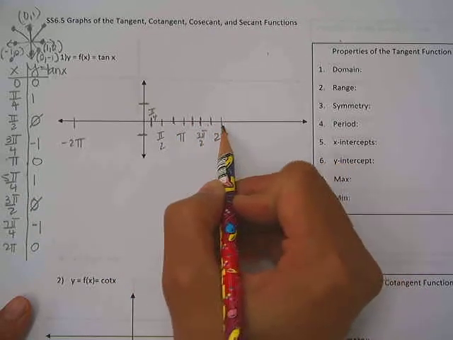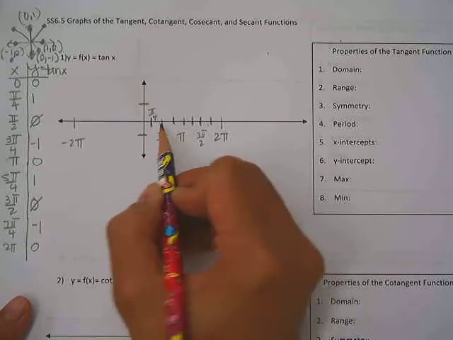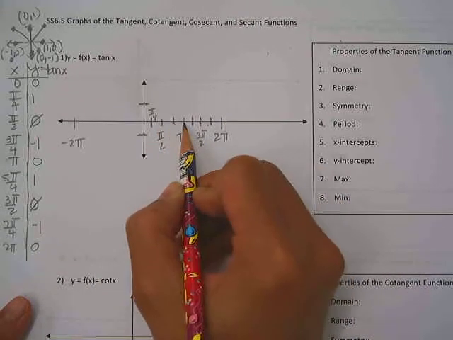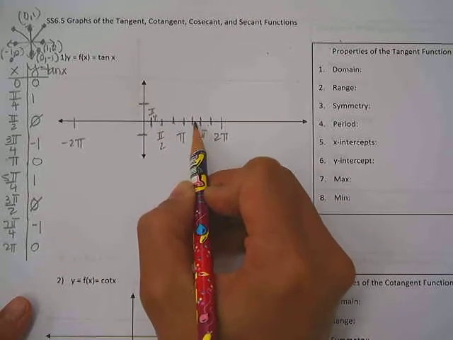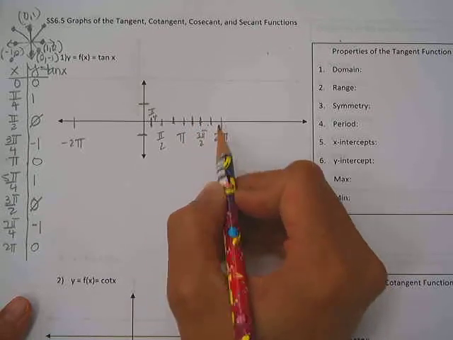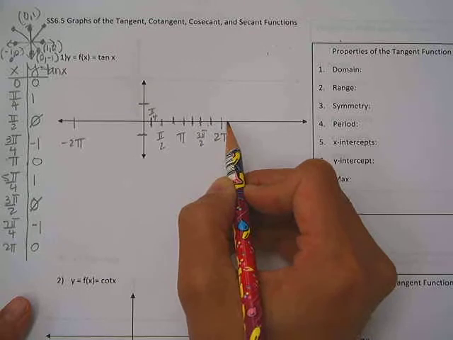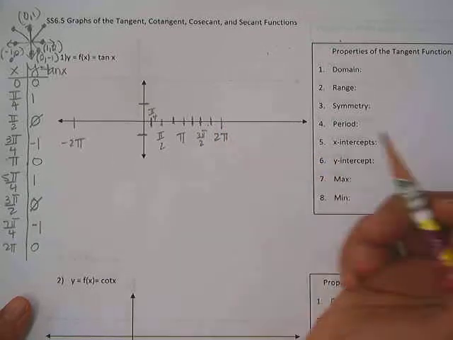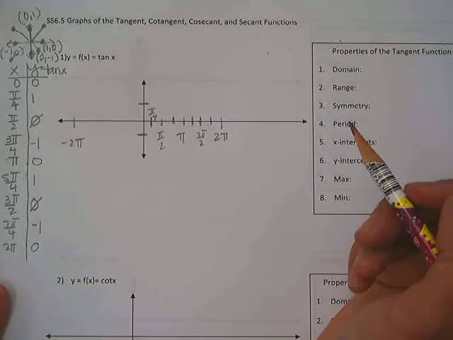And why do I have an extra one? Let's count that again. Pi over 4, 2 pi over 4, 3 pi over 4, 4 pi over 4 reduces to a pi. 5 pi over 4, 6 pi over 4 reduces to 3 pi over 2. 7 pi over 4, and 8 pi over 4 reduces to 2 pi. Okay, so that works. So let's see what's happening.